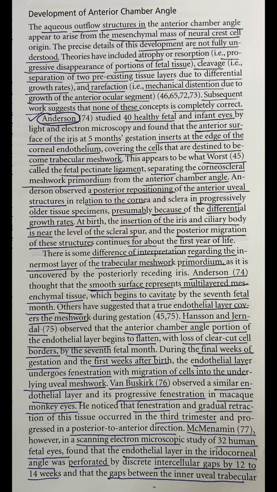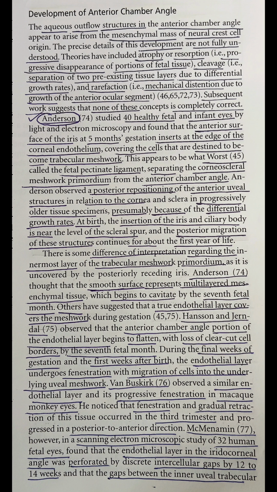Anderson studied 40 healthy fetal and infant eyes by light and electron microscopy and found that the anterior surface of the iris at 5 months gestation inserts at the edge of the corneal endothelium, covering the cells that are destined to become trabecular meshwork. This appears to be what was called the fetal pectinate ligament, separating the corneoscleral meshwork primordium from the anterior chamber angle.